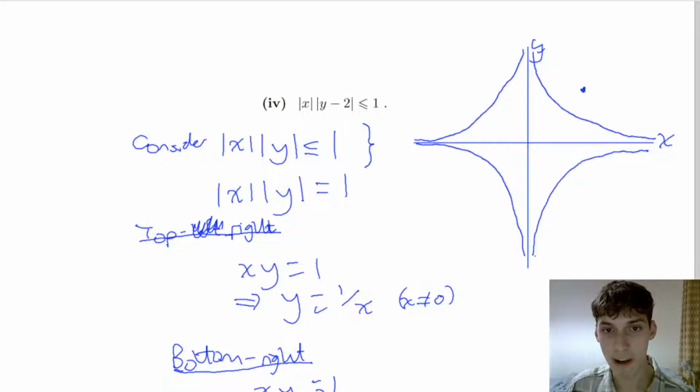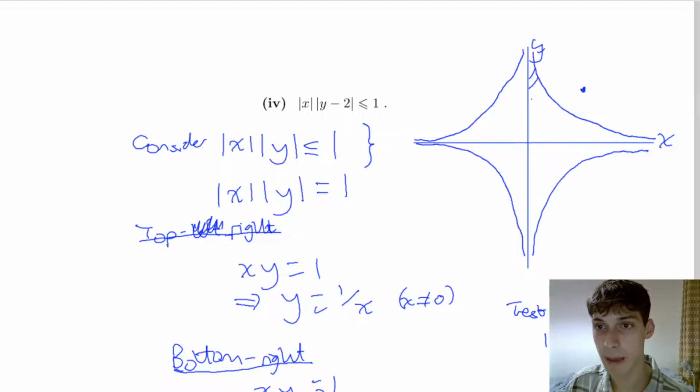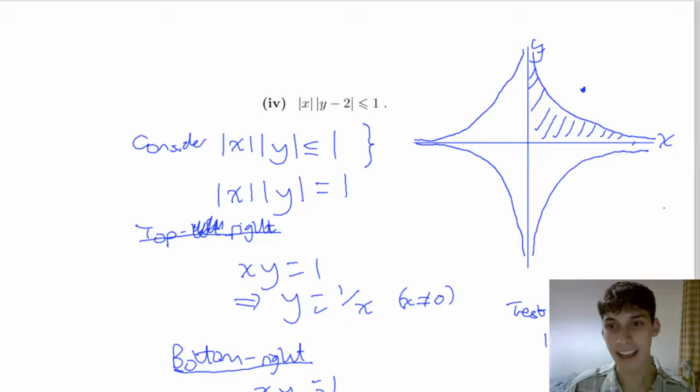So okay, top right, we want x is equal to 2, y is equal to 2. Let's test 2, 2. We get the modulus of 2 times the modulus of 2 is equal to 4, which is greater than 1. So that doesn't satisfy the inequality, so we want this bit, the bit on the other side of the line. Okay, and let's just repeat like this. I'll go through quite quickly because we've already done this a few times.